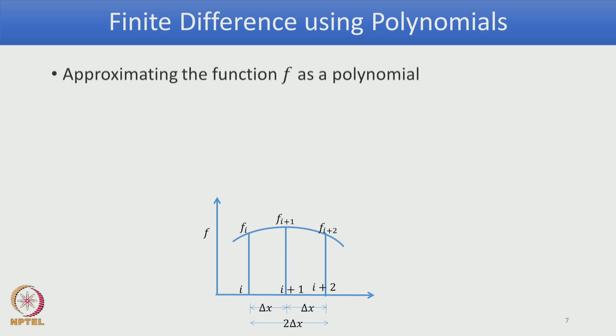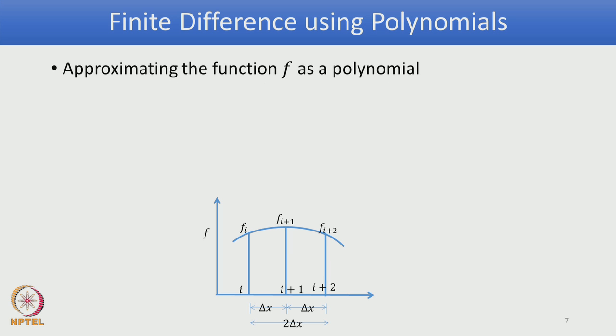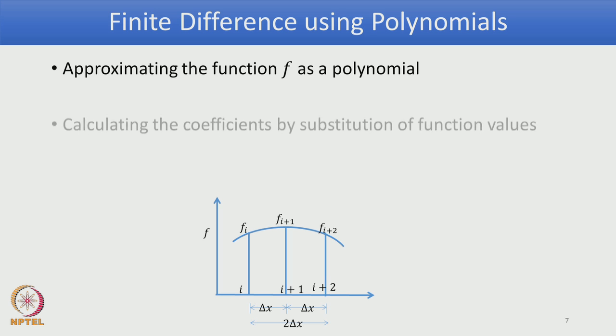We are now going to talk about the compact finite difference scheme. We will see how to obtain it by polynomial approximation. The way to do it is, there are 3 steps. One is approximating the function f as a polynomial. When you say polynomial, obviously the question is what degree is required.